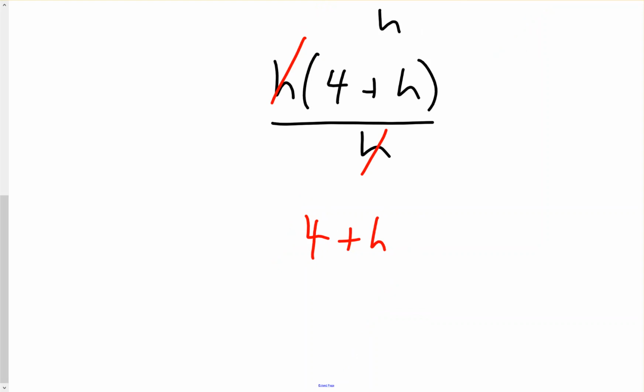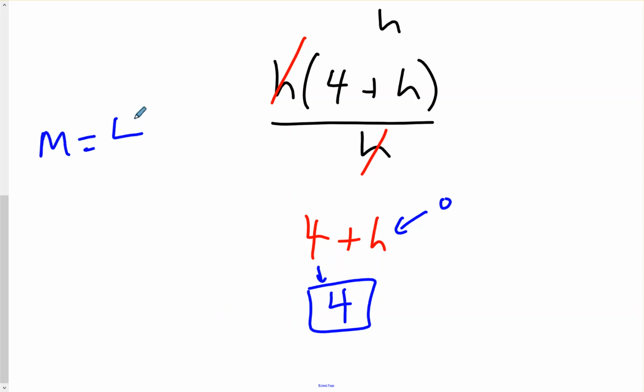Okay, so that means if we plug in a 0, we want the h to be as close to 0 as possible, our slope of the secant line in this case will be 4. So you can think of that as your slope. So m equals 4. Okay, so that's the slope.